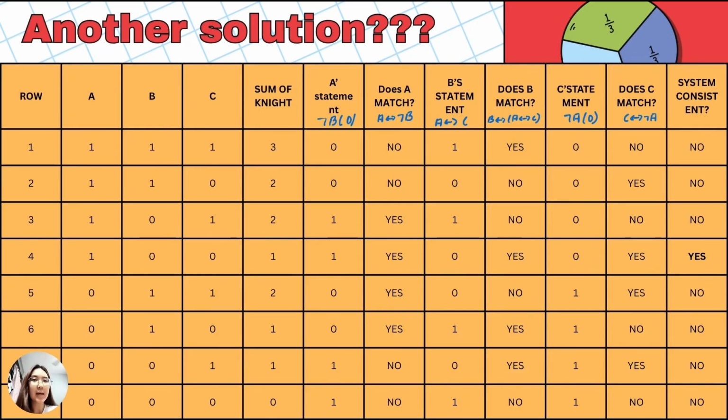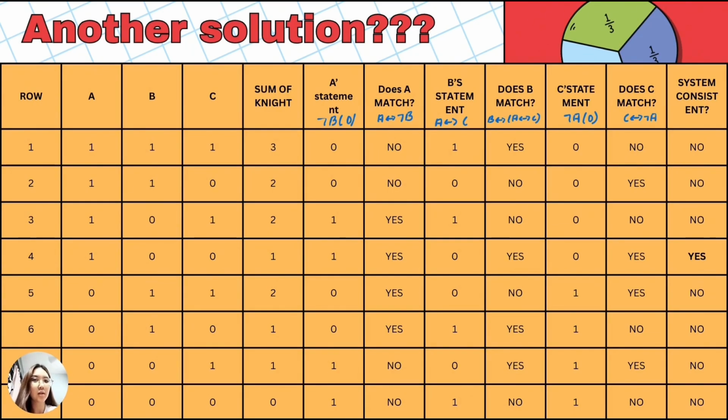So we compare A's statement with column B. For example, row 1. B is 1. Is this the same as A's statement, which is B is 0? No, they are not the same. So this statement is wrong, and we put 0 for it. For example, row 3. B is 0. Is it the same as A's statement, which is B is 0? Yes, they are the same. So we put 1 for it. And we have to look at whether A matches, which means does column A match with A's statement?